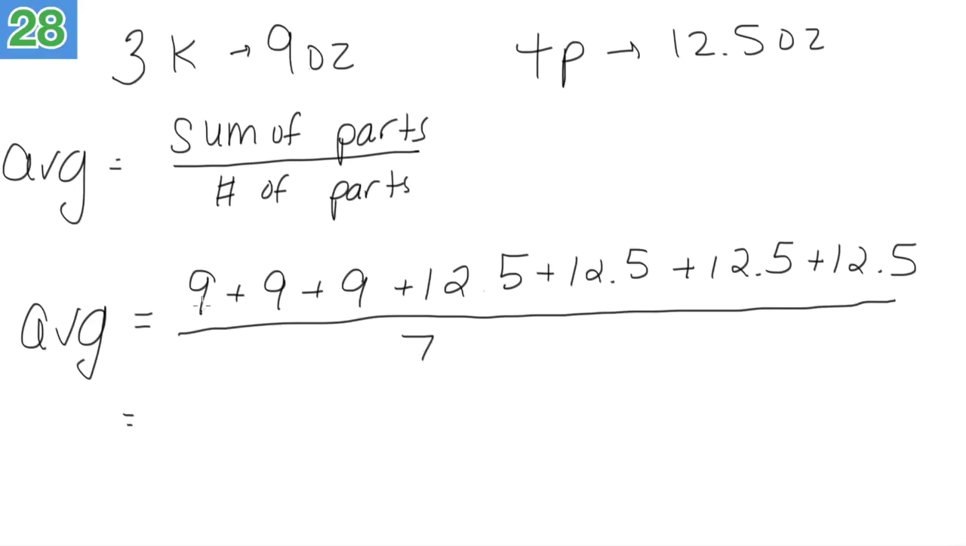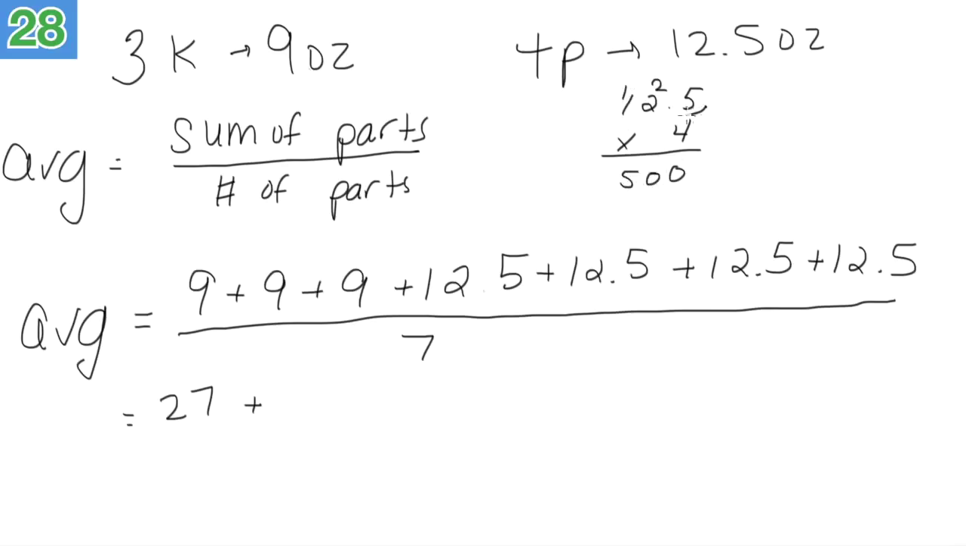Now we have to start reducing. So 9 plus 9 plus 9, same thing as 9 times 3, which you should know is 27. And then 12.5 plus 12.5, on and on 4 times, is the same as 12.5 times 4. So it's going to be easier if we just multiply rather than adding them all up. So 12.5 times 4. Can do it out, and we get this.